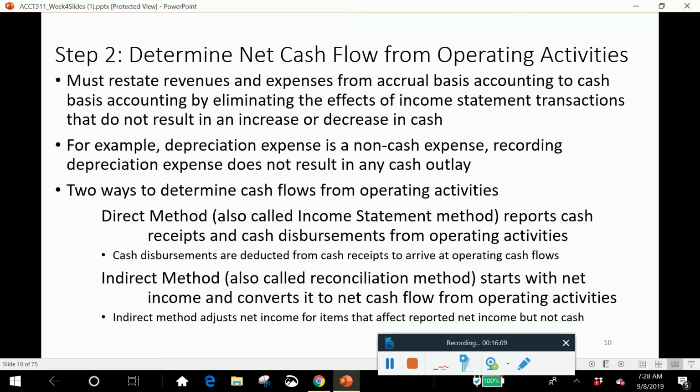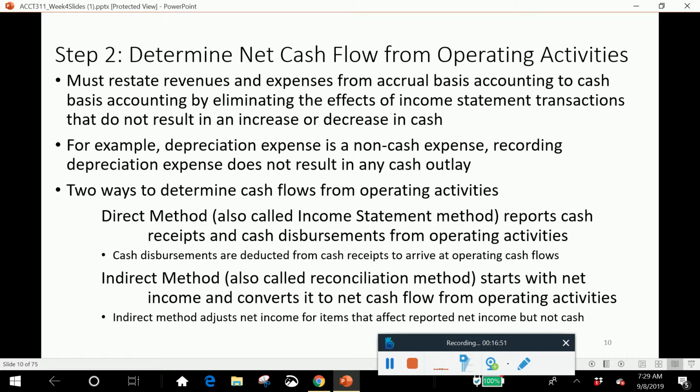There are two ways to determine cash flow from operating activities. The first is the direct method, which is sometimes called the income statement method, and that reports cash receipts and cash disbursements from operating activities. The second method is the indirect method, which is called the reconciliation method, and that starts with net income and converts it to net cash flows from operating activities by looking at all of the various balance sheet line items that are a component. Now, most companies will use the indirect method.